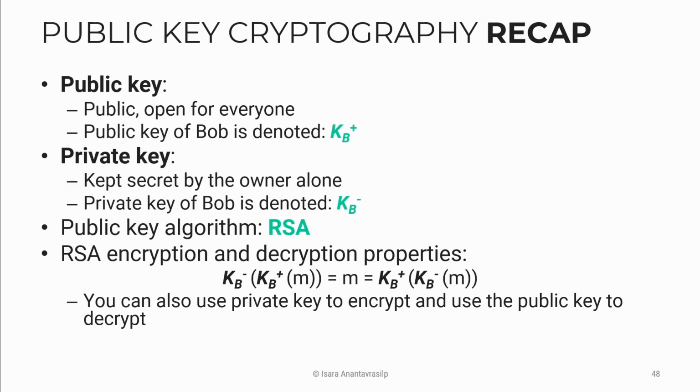RSA has a very awesome property such that if you encrypt the message M using the public key, you can use the private key to decrypt and get the message back. Or the other way around, if you encrypt the message using the private key, you can use the public key to decrypt the message back to the original plaintext message. So you can use the private key and public key both ways.